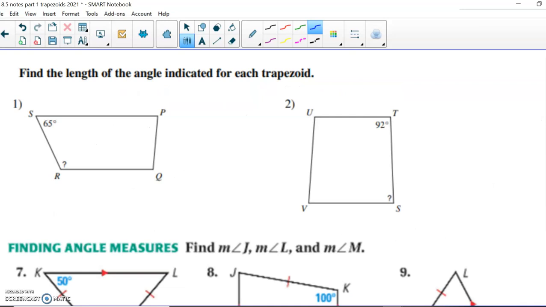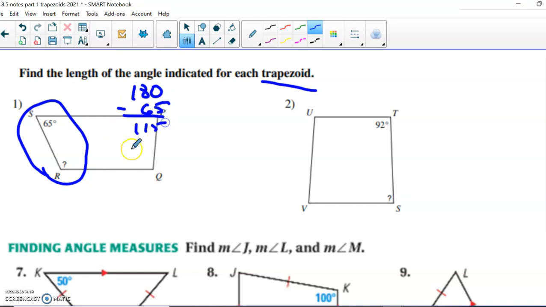All right, let's practice. Okay, so we have our trapezoid. We're given that it's a trapezoid. We can see it's not isosceles. So the only thing we can assume is that our consecutive interior angles are going to be supplementary. So I'm going to take 180 minus 65, and it looks like our missing angle is 115.